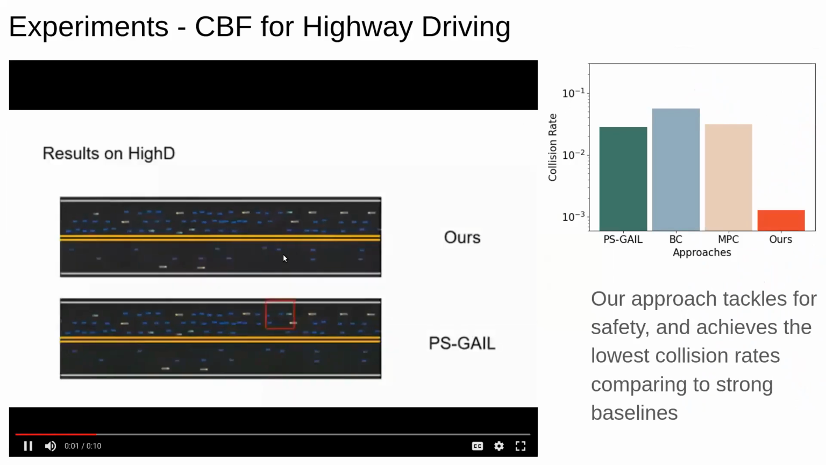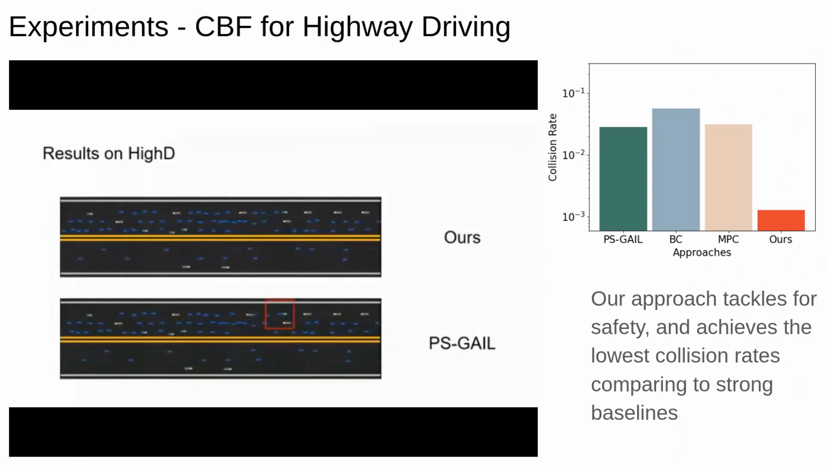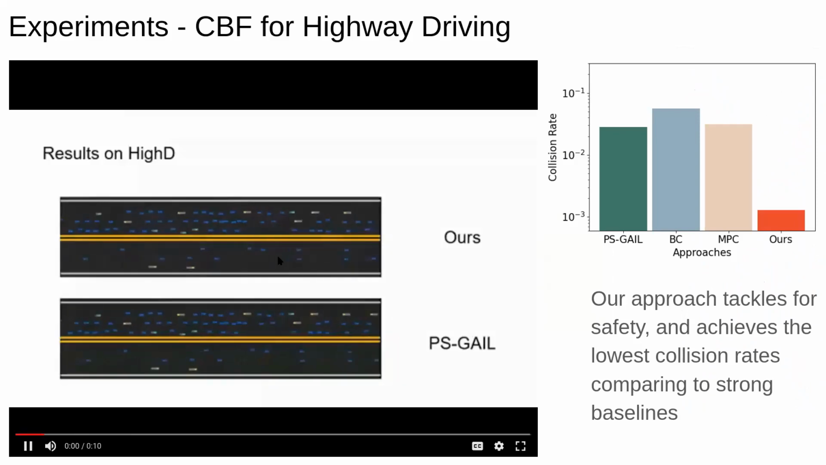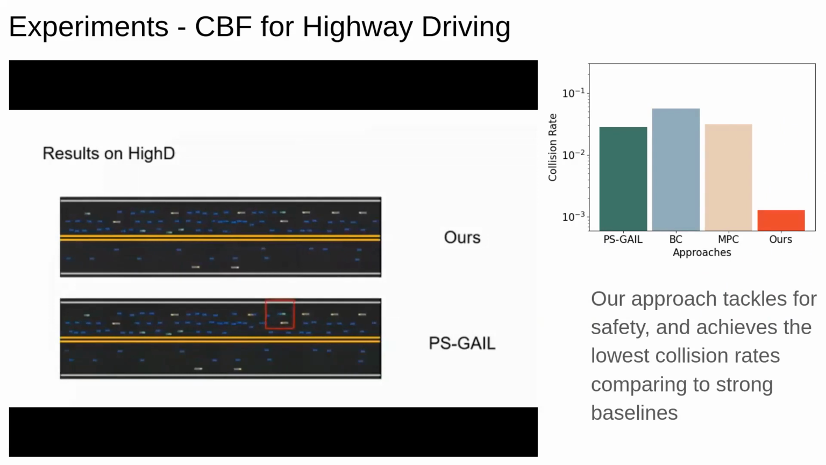Next, we test our CBF-guided controller on a highway driving dataset. The goal here is to do safe multi-agent planning. We measure the safety by the collision rates and compare with many baseline approaches, including adversarial imitation learning, behavior cloning, and model predictive control. Our approach achieves the lowest collision rate.